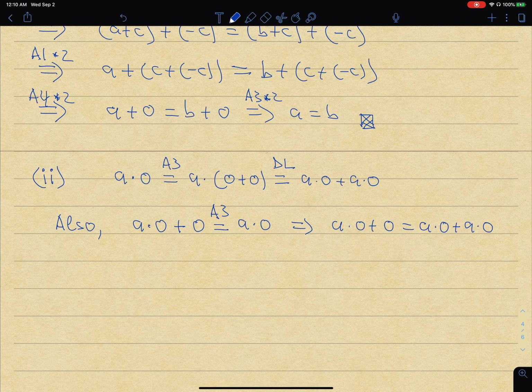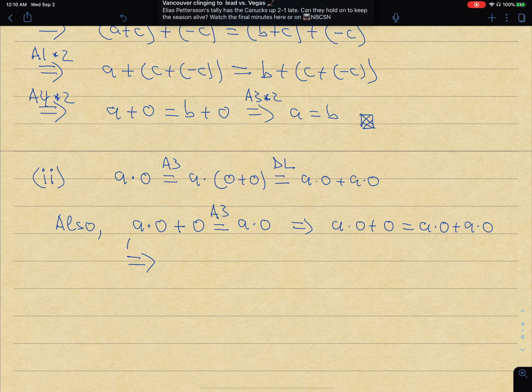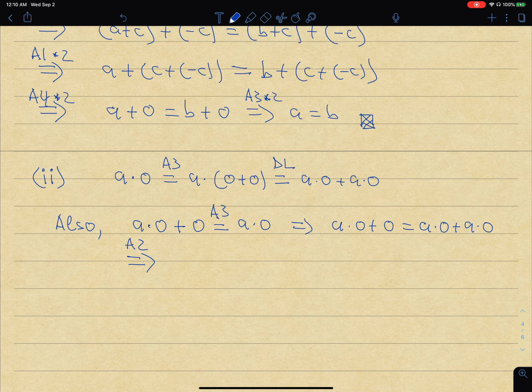And one other thing that I can do is, by the commutative law, which I think we called A2, I can interchange terms in my right sum so that the sum looks like 0 plus A times 0 is equal to A times 0 plus A times 0.